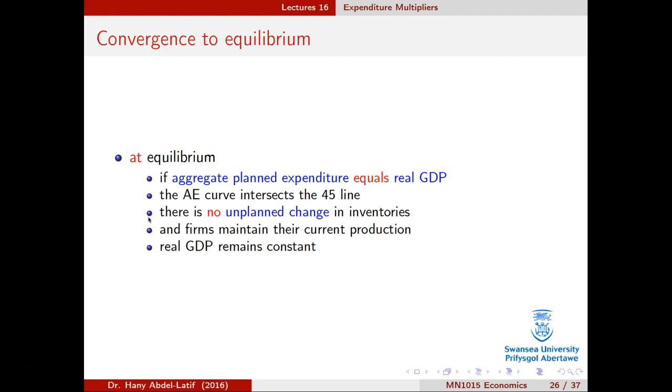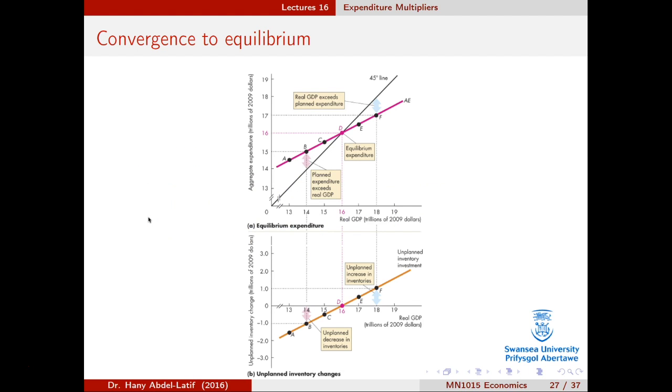So this is the story, and then at the equilibrium point, as I said, the aggregate expenditure equals real GDP, and there is no unplanned change in inventories. Okay, so that is the main story here. So now we understand the equilibrium.